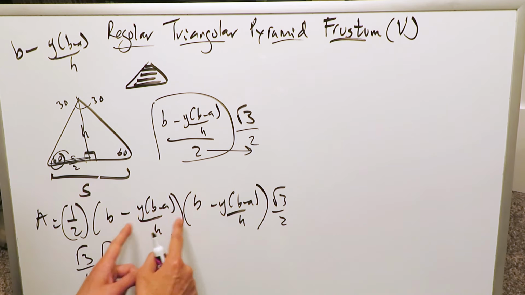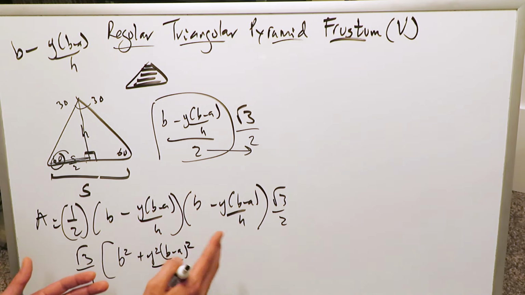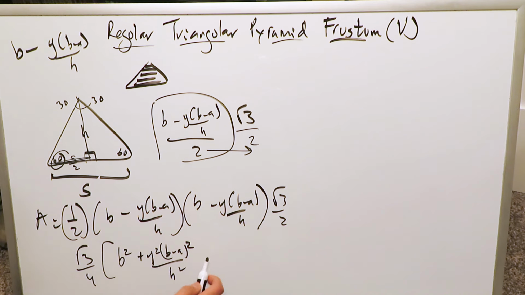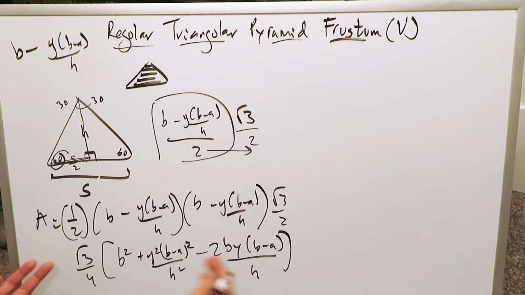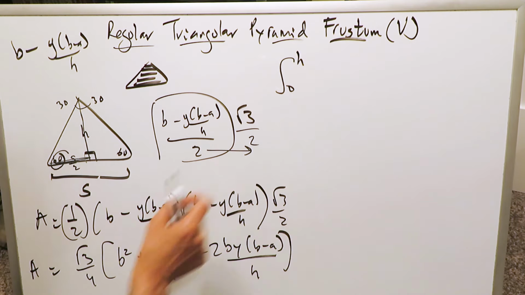I have the same item multiplied by the same item, like a binomial. We can make it into b square plus y square b minus a whole square over h square. This is a minus b whole square, a square plus b square minus 2ab. That's exactly what we're doing, minus 2by b minus a over h. What does all of this fancy expression represent? It represents the area of each of these triangles, which we can now integrate from a lower limit 0 to the height of your frustum, which is h.